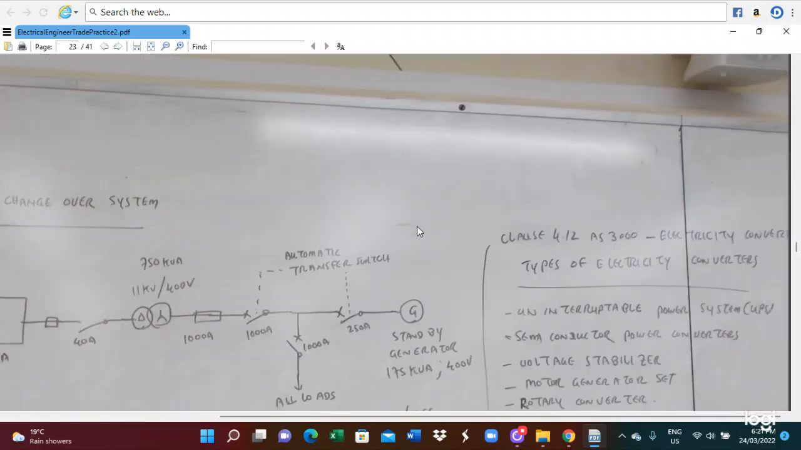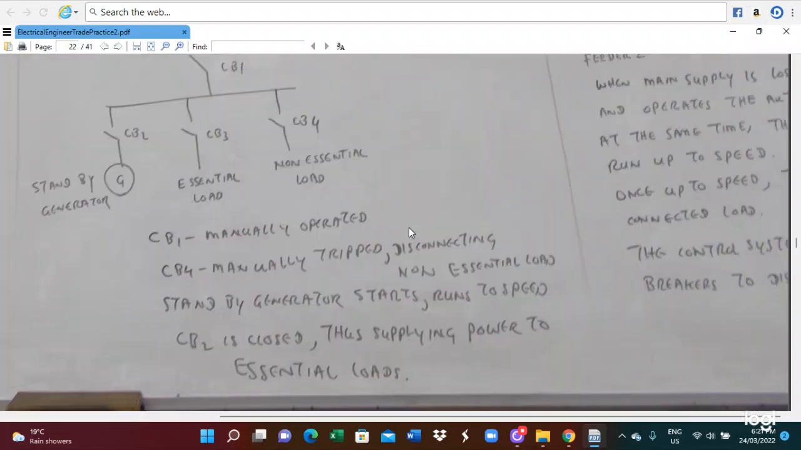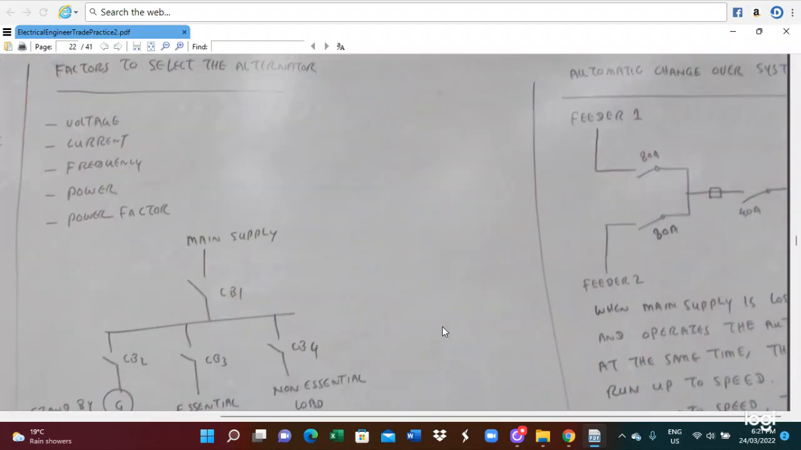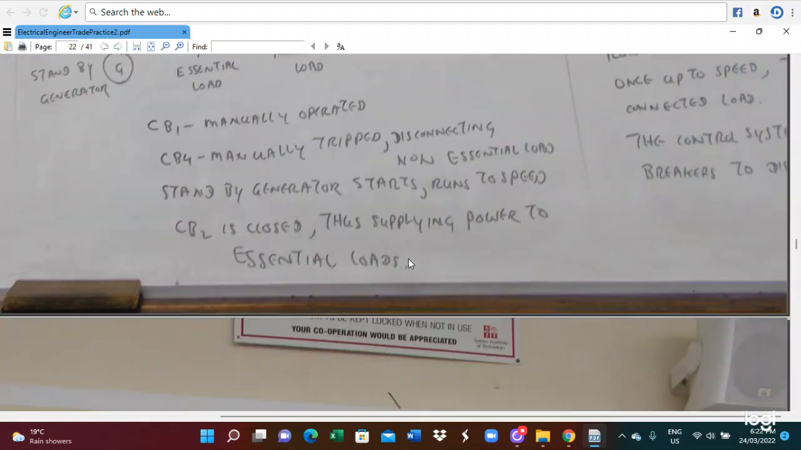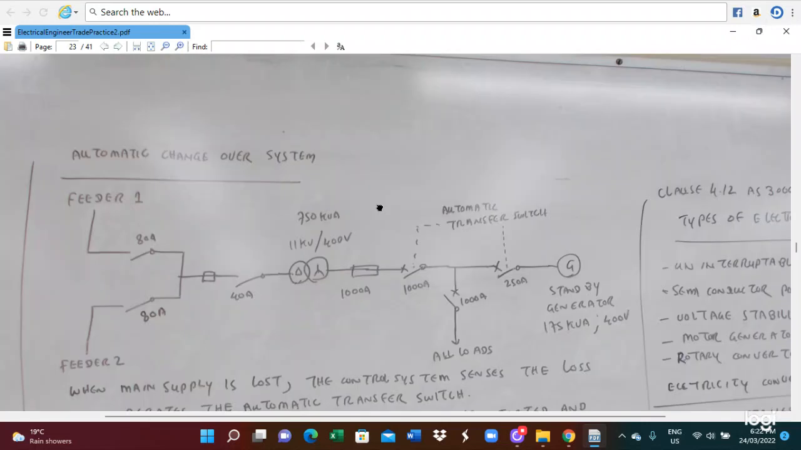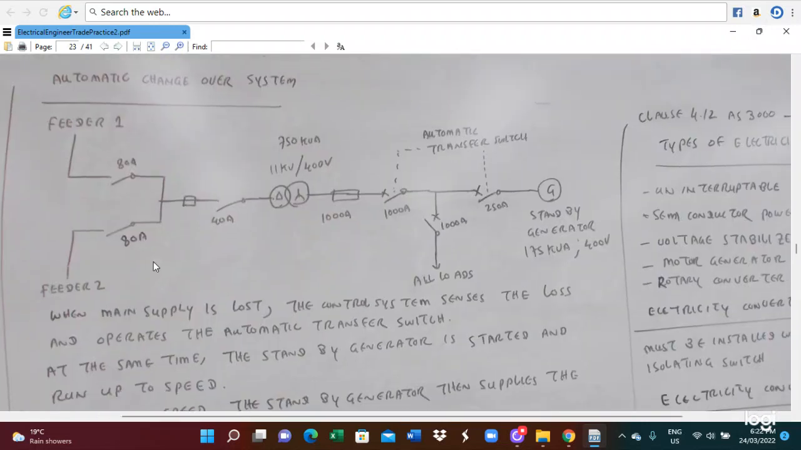So this is for the changeover switch system. This is for feeder 1, feeder 2, and this changeover switch connected to the load. So the changeover system is for feeder 1, feeder 2, and this is 40 ampere. This is 11 kV, 450 volts, 750 kV system, 1000 ampere load, and also an automatic transfer switch. This is all connected load.